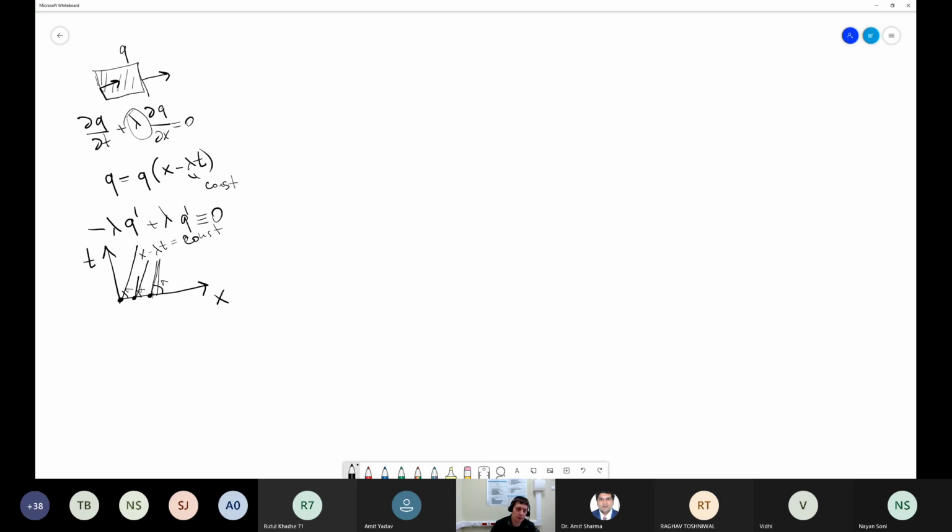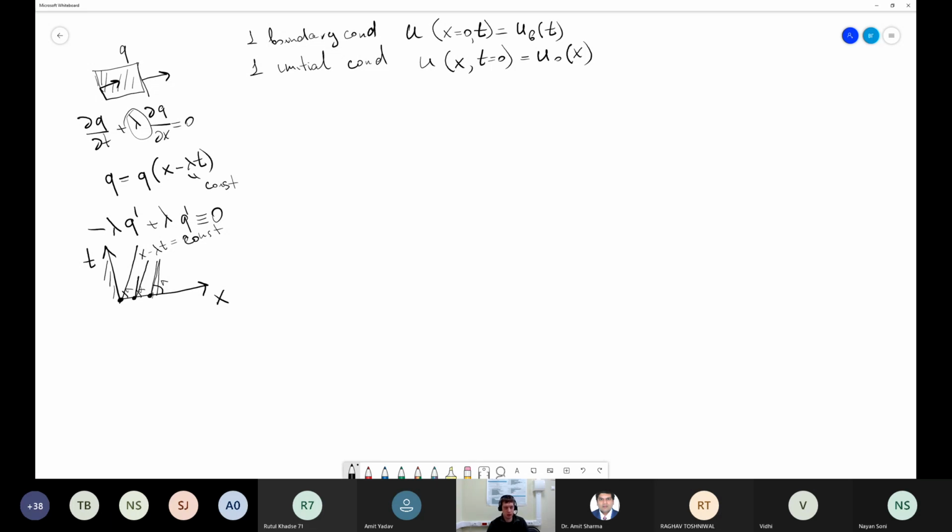So let's add that for the 1D case we have to specify one boundary condition at the left side, something like u at x equal to 0 as some u boundary as a function of t. We can change it over time in the left boundary condition, but we have to provide this condition. And the second one, the initial condition, something like u as a function of x at t equals to 0, u0 as a function of x. Two conditions plus the equation itself define everything.